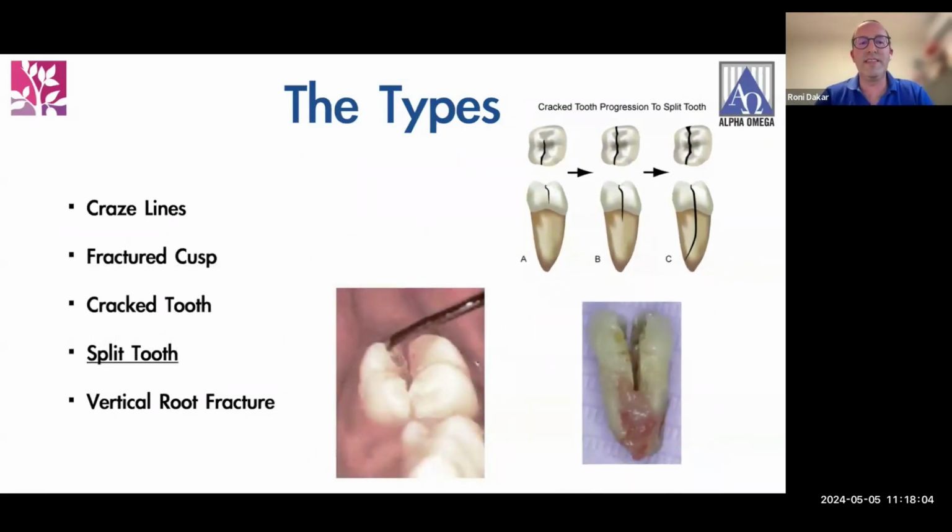And this, of course, is the split tooth, which is already a complete fracture from the crown towards the apex. And it is also usually mesiodistal, as it's the progression of the crack apically. The treatment here is usually extraction because the root is already involved and split.